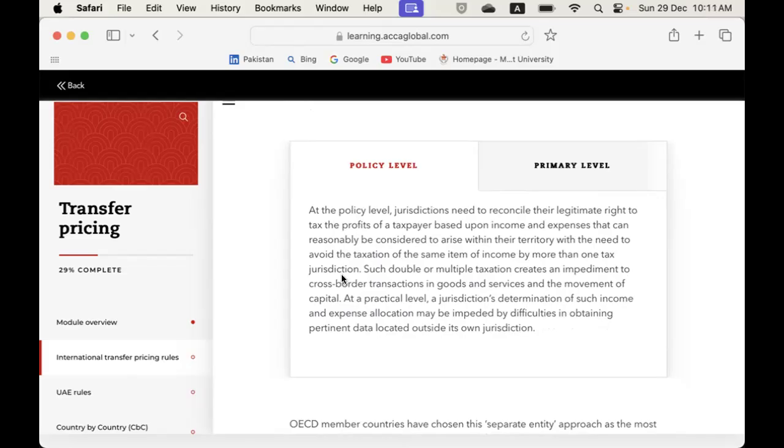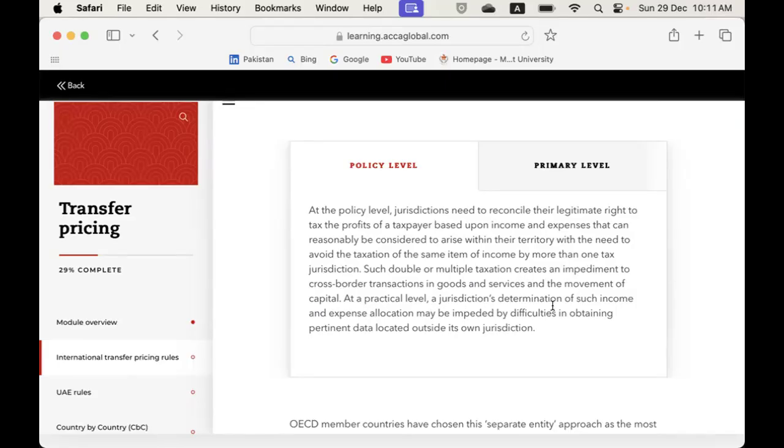Now, the problem will be that somebody from India or Pakistan or another country comes into the UAE representing their company that is incorporated in India, and the UAE Federal Tax Authority says, okay, we will look at this business operation as a permanent establishment of that Indian company, so we are going to tax it here in the UAE. But the problem is that under the taxation laws in India, it is quite likely that they will tax the entire worldwide operations, so that UAE level revenue will also be taxed in India. That is something which is called double taxation. Such double or multiple taxation creates an impediment to cross-border transactions in goods and services and the movement of capital.